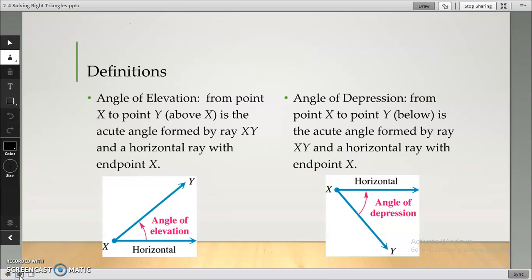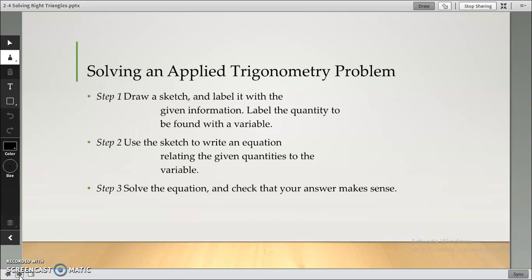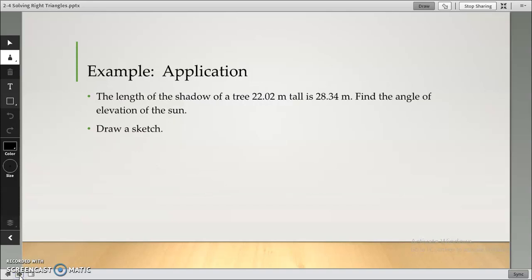Alright, so now let's talk about angles of elevation and angles of depression. When I'm doing applied trigonometry problems, it's always important to draw a sketch, just like we did for one of the examples we just had with no sketch. We're going to use those sketches to come up with the equations, and then we'll solve the equations. Alright, so the length of the shadow of a tree 22.02 meters tall is 28.34 meters. I don't know why that tongue twists me so much. Find the angle of elevation of the sun.